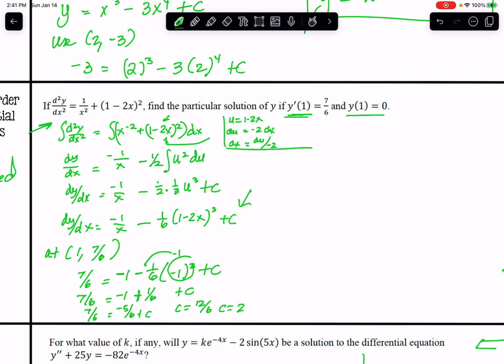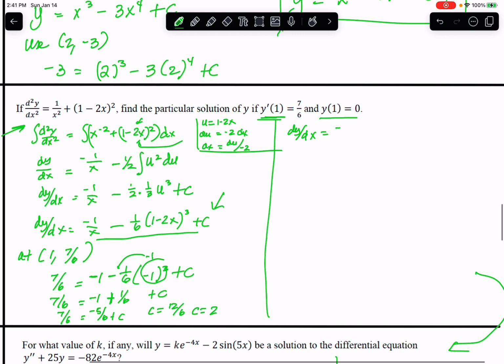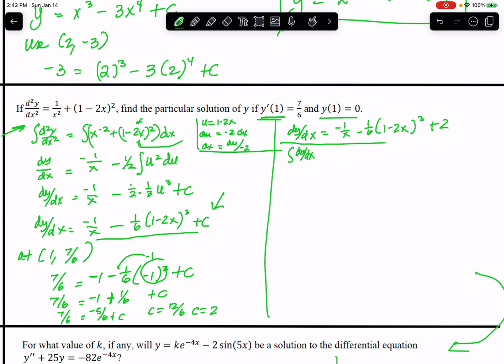So now we have dy/dx, or y prime. Well, let's use what they started using, dy. So let's rewrite it. dy/dx is equal to, what did we get here? Right here. Negative 1 over x minus 1/6 (1 minus 2x) quantity cubed, plus 2. All right, so now we're going to integrate both sides here. So we're on our second step. Let's kind of circle that one.